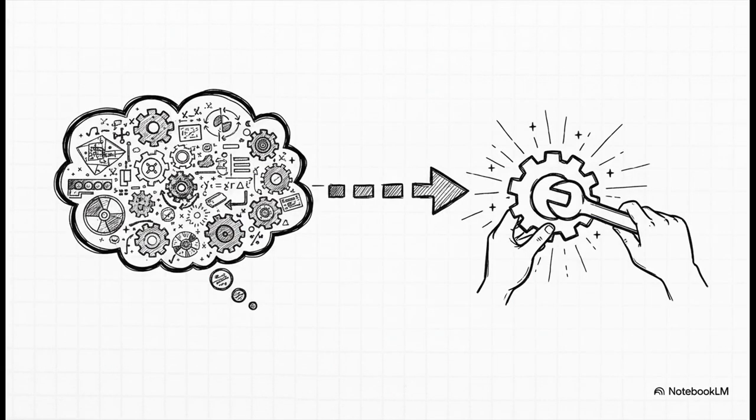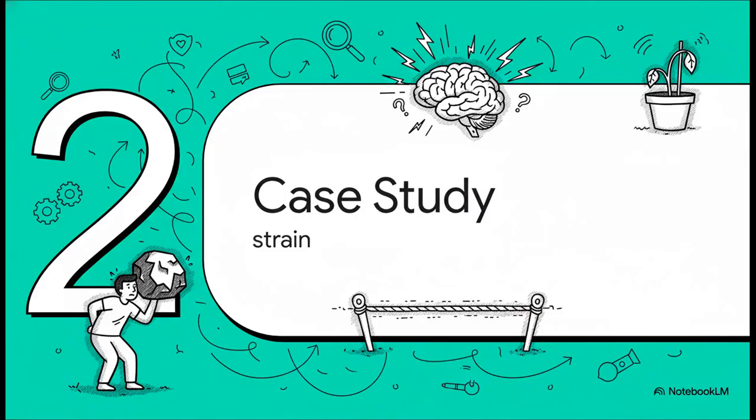All right, so theory is one thing, but let's see how this thing actually works in the real world. We're going to take this framework and put it to the test with a couple of examples. First up, we've got the word strain. Now, this is a word you've probably heard a million times, but it has a few different layers to it. So let's see if our 5-step method can help us peel back those layers and really get it.